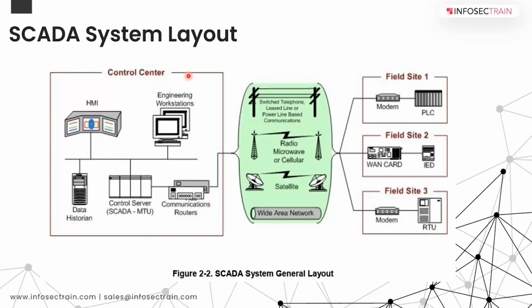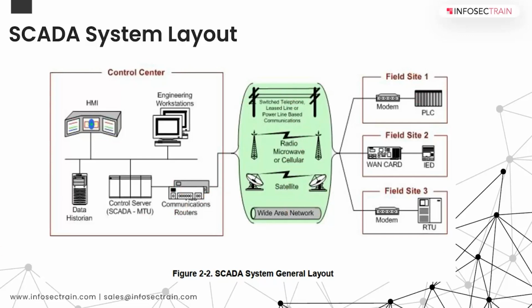This is the control room where you have the HMI, the workstations, the data historians, the SCADA servers, and these are communication devices, gateways, and so on. This is just a general layout, and it could be through a LAN, fiber optic, or a radio or satellite connection. This is a wide area network because it's a SCADA, and you have multiple field sites being connected.